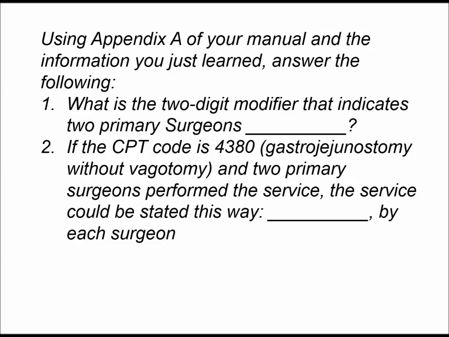So let's look. I actually have some exercises for you, and I think this came from page 373 in your textbook, exercise 13-6. So let's look at this. What is the two-digit modifier that indicates two primary surgeons? We've already gone over that. What is it? Sure, it's 62. And if the CPT code is 43820 and two primary surgeons perform the service, it could be stated this way: 43820-62. Okay, so now let's go to the next one.